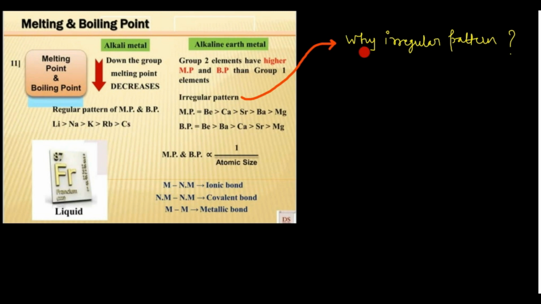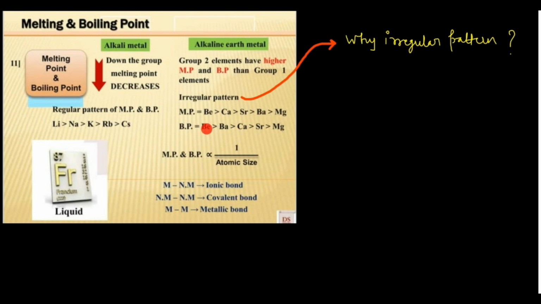So why is this irregular pattern there? In case of the alkali metals, this is quite fine. You can see lithium having the melting point, and then sodium, then potassium, rubidium, and cesium. Okay, so this is according to the size. But here, you can see the melting point of beryllium. After beryllium comes the calcium. There is no place for the magnesium. Then strontium, barium, and the magnesium goes last.